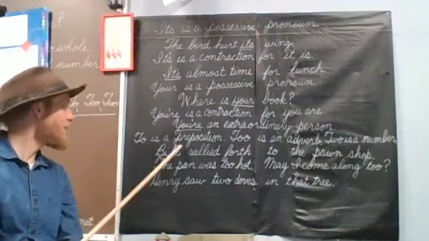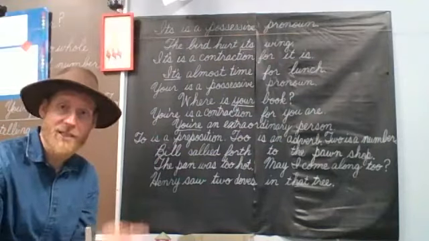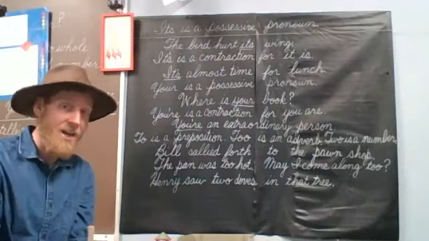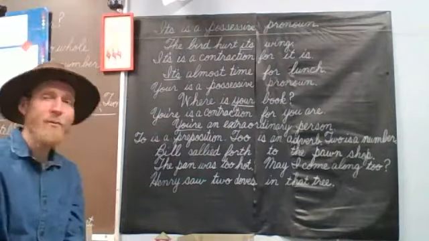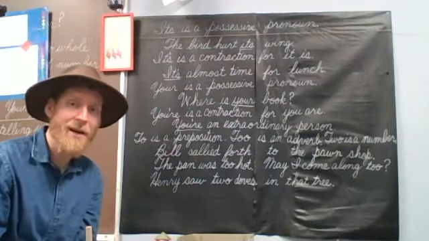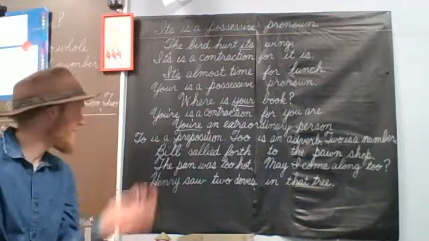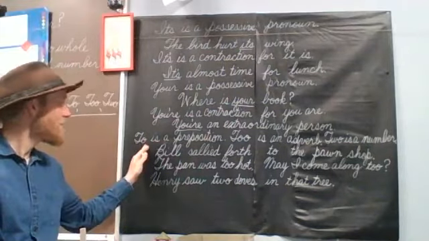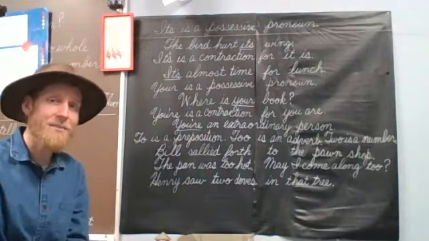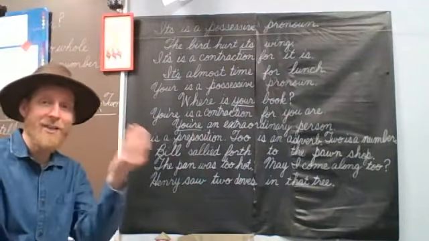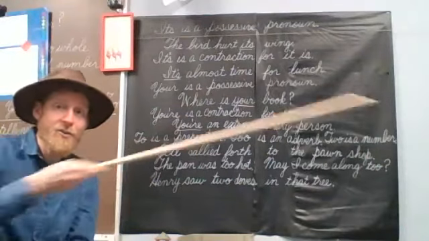Two is a preposition. Remember your preposition list if you've learned your prepositions. Aboard, about, above, across, after, against, along, around, at, before, behind, below, beneath, beside, between, beyond, by, down, during, except, for, from. Okay. So to is on your list. It is a preposition. It tells direction, where to.